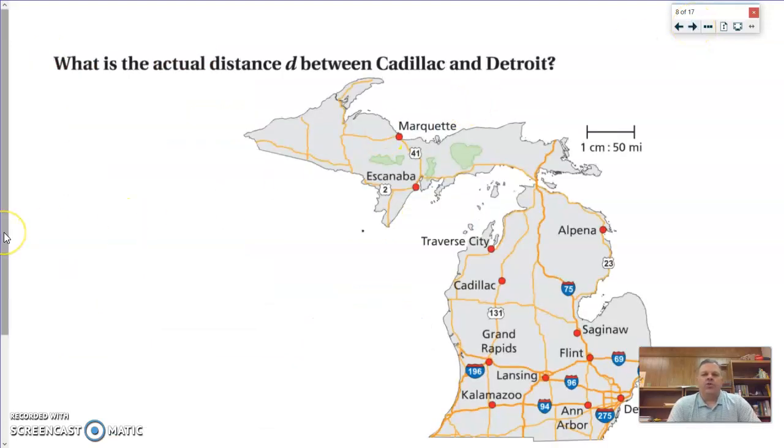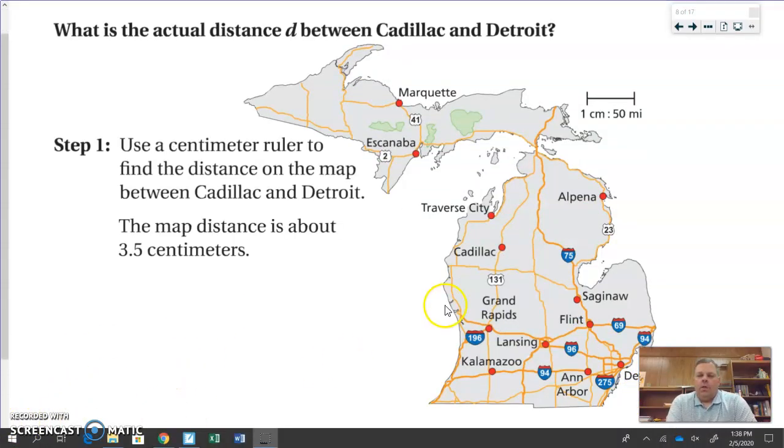Our job now is to find the actual distance, D, between Cadillac, which is right here, and Detroit, which is over by my picture. So I've got Cadillac to Detroit. The first thing that I'm going to need is a ruler. In this picture, you would measure from Cadillac to Detroit, and if you used the actual book, you would get 3.5 centimeters. So the distance on the map in the book from Cadillac to Detroit is 3.5 centimeters.